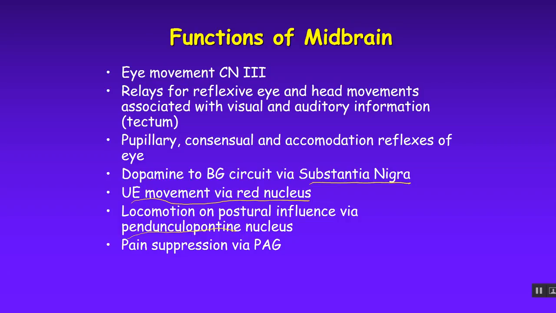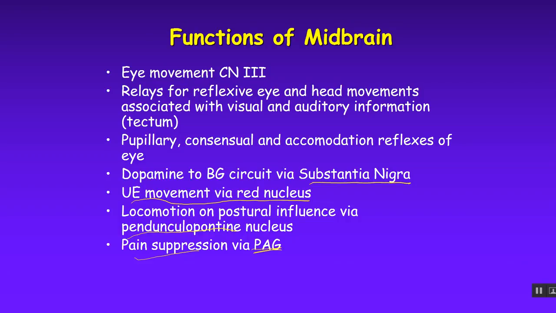Pedunculopontine nucleus is up in the midbrain. Locomotion and influence on postural reflexes and postural tone, okay? And then we also have pain suppression via, remember we talked about the periaqueductal gray. It also has cell bodies that project axons down to the dorsal horn to influence pain control, along with the coerulospinal tracts and the raphe spinal tracts. They all work together in this descending pain control.